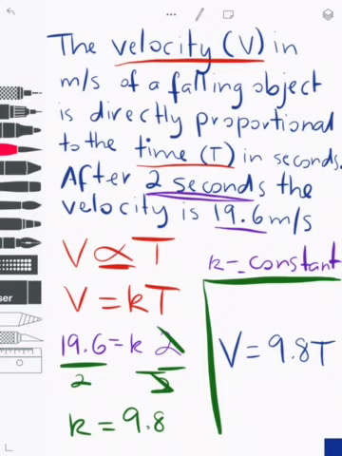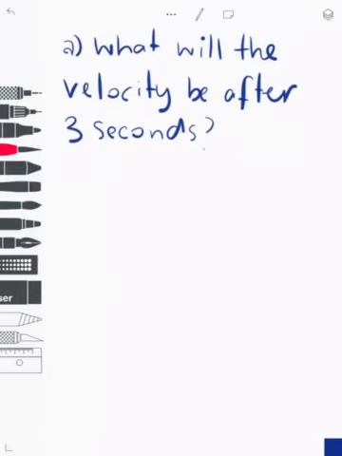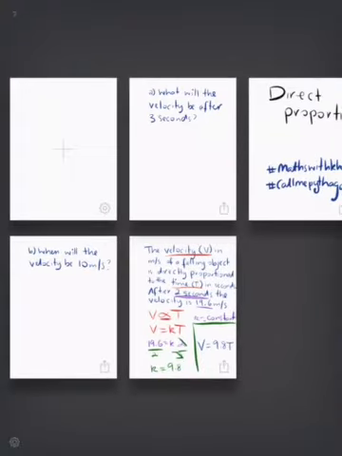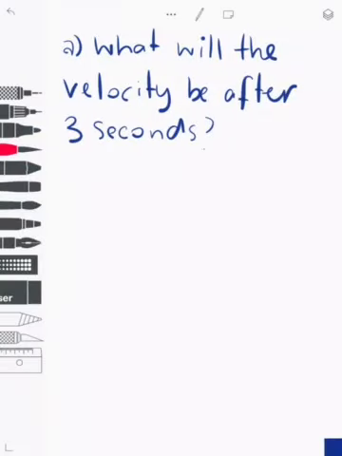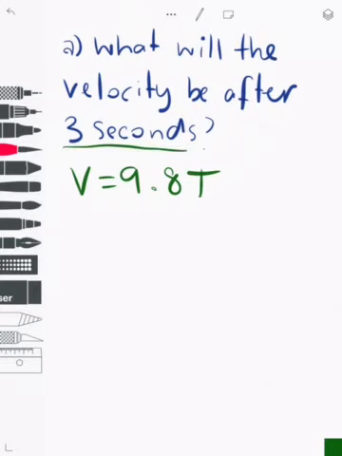So let's try a question using that formula now that we've figured out our constant. Here it says, what will the velocity be after 3 seconds? The first thing we always do is write our formula: v equals 9.8t. Now all I have to do is substitute whatever values I know. I know 3 seconds, and that's my time, isn't it? So I can write v equals 9.8t, and my t in this case is 3.